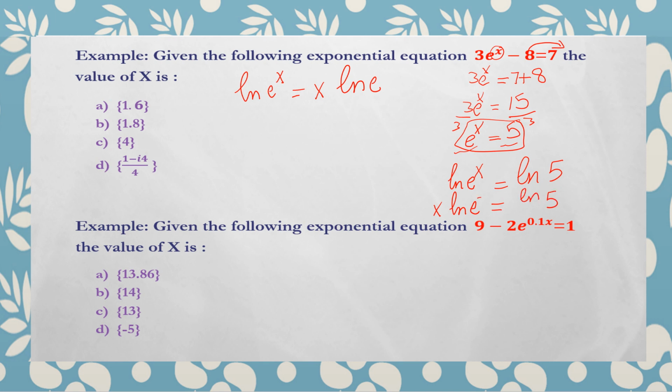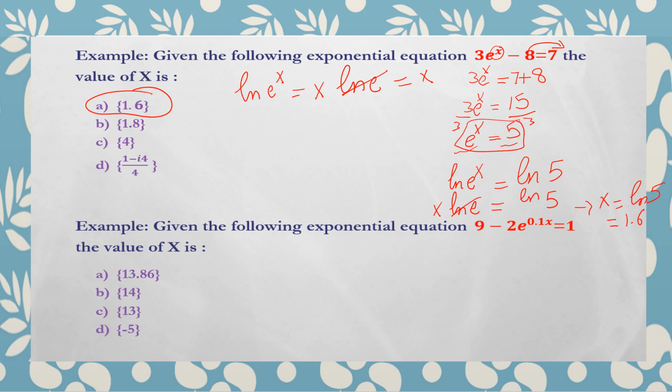And ln e equals 1. So this equals x. So x equals ln 5, and ln 5 equals 1.6. So the correct answer is A.